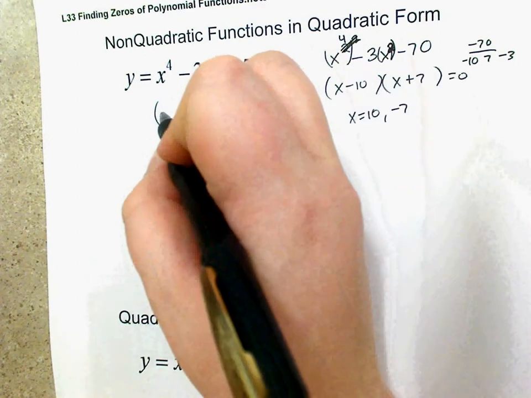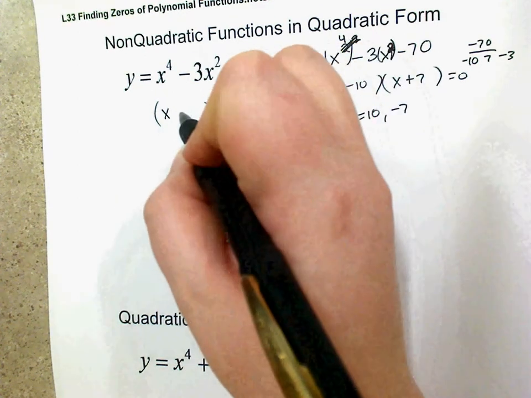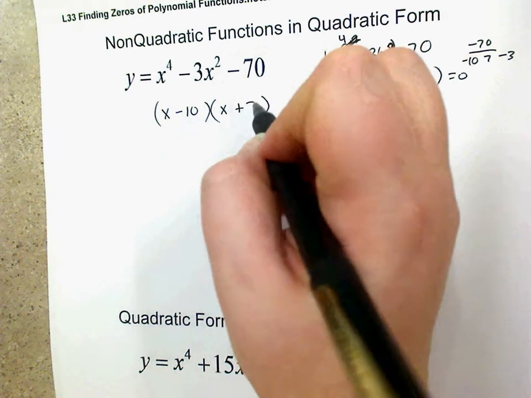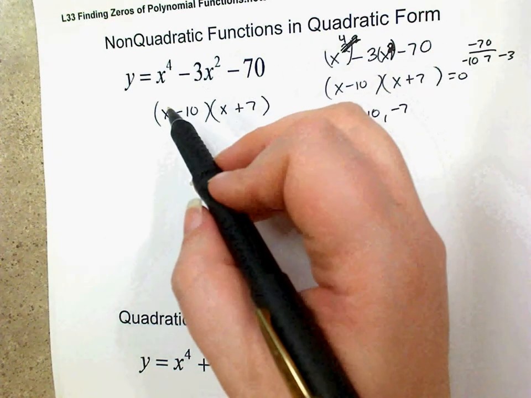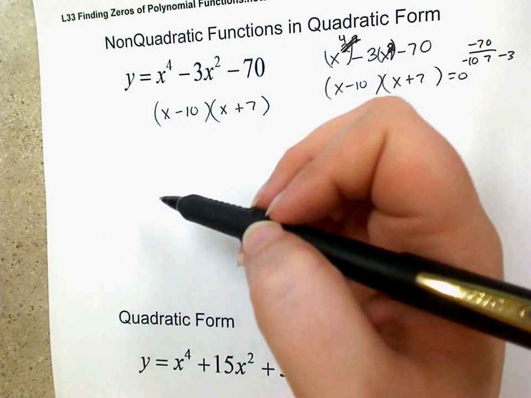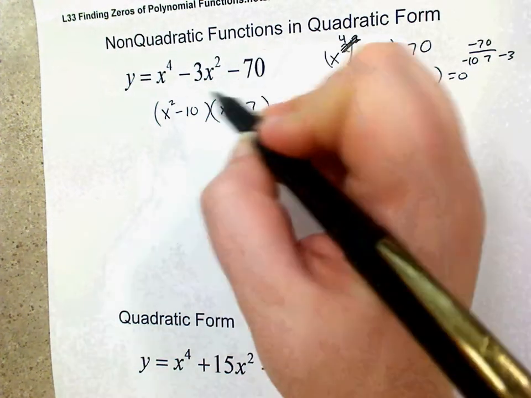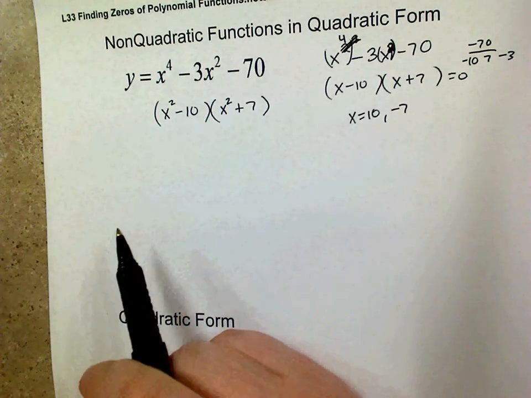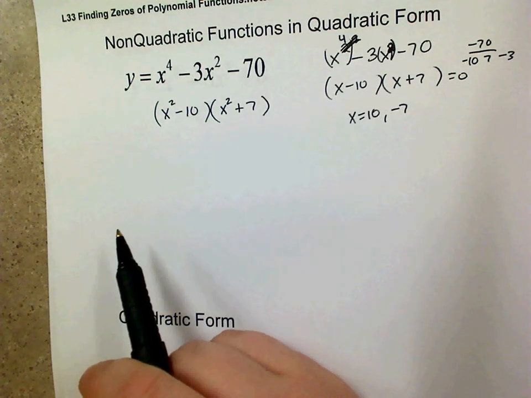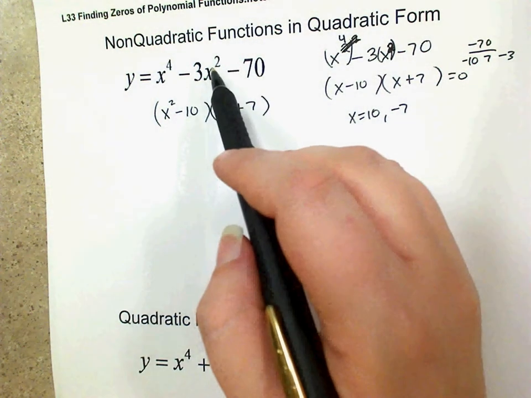it's still minus 10 plus 7. But instead of doing x right here, what do we put? X squared. So as long as this is half of that, or this is double that, it's in a quadratic form.